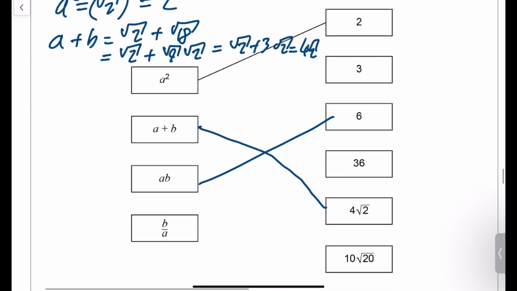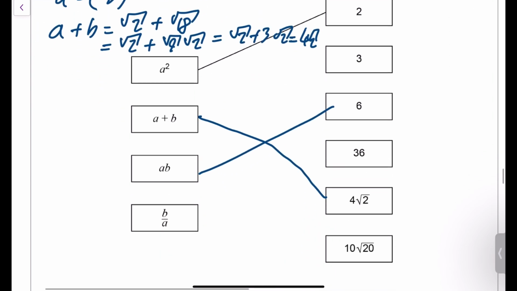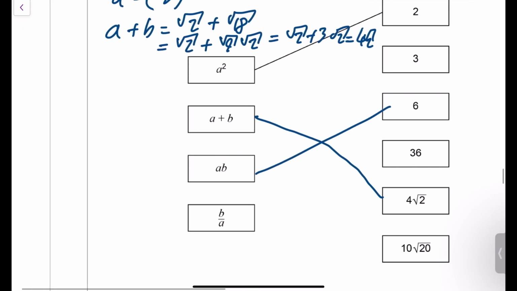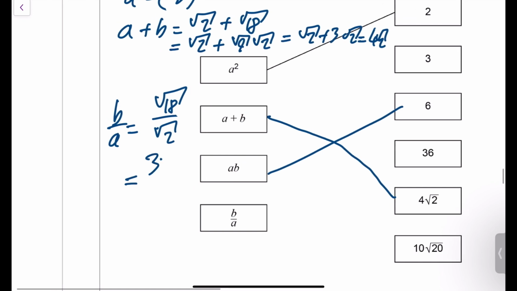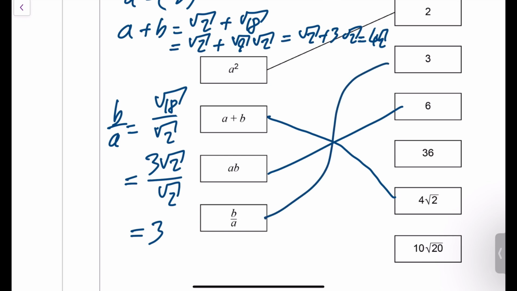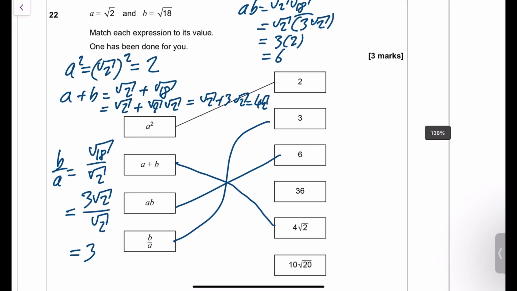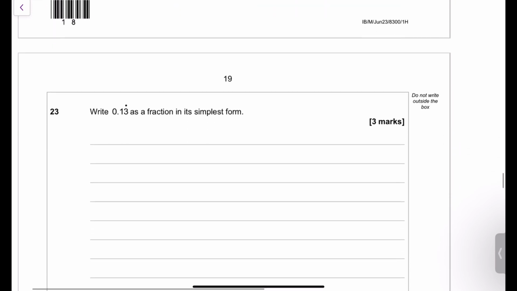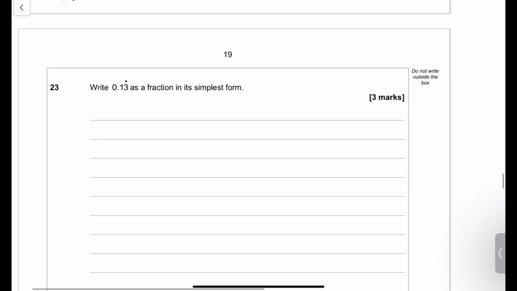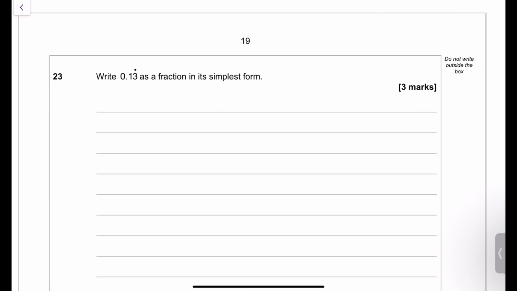Happy days, it's there. And the last one for us to do is b over a. Let's do it down here. b over a then, that was root 18 divided by root 2. Root 18, remember, was 3 root 2 all over root 2, which is just 3. There you go. Lovely. Very nice. Why is this so far on in the exam? This is a very easy question.